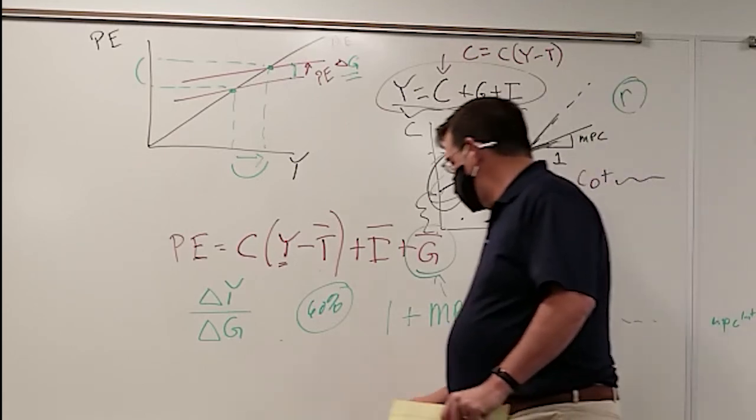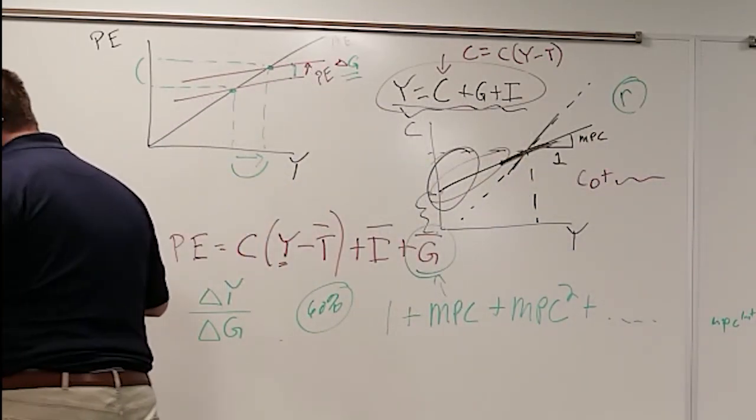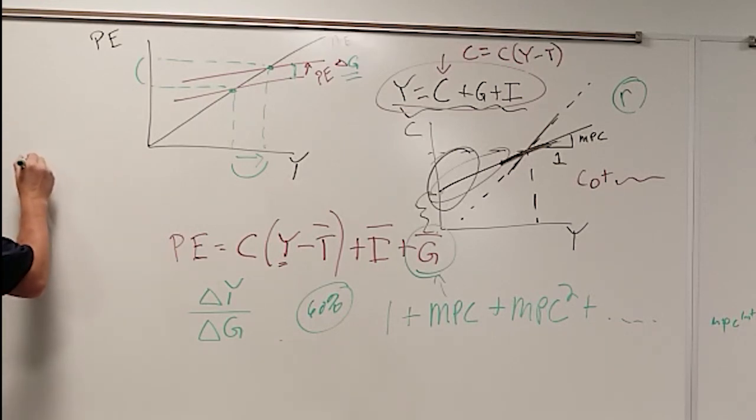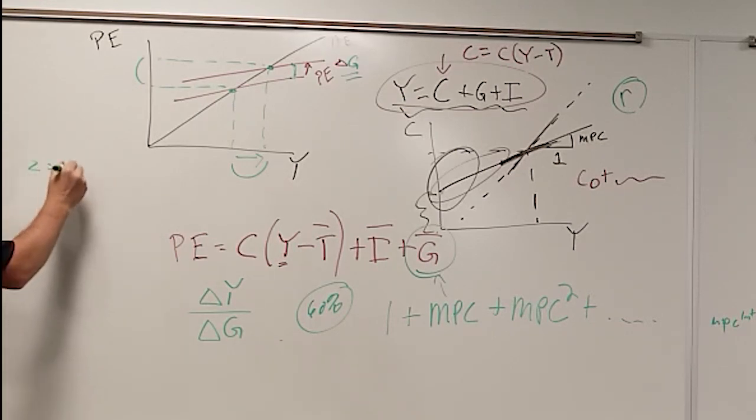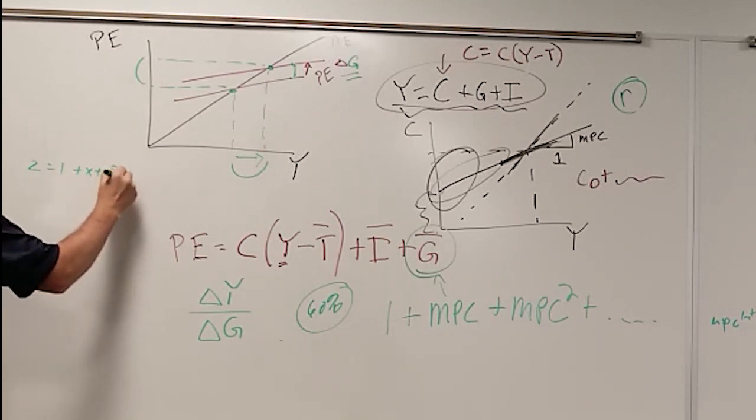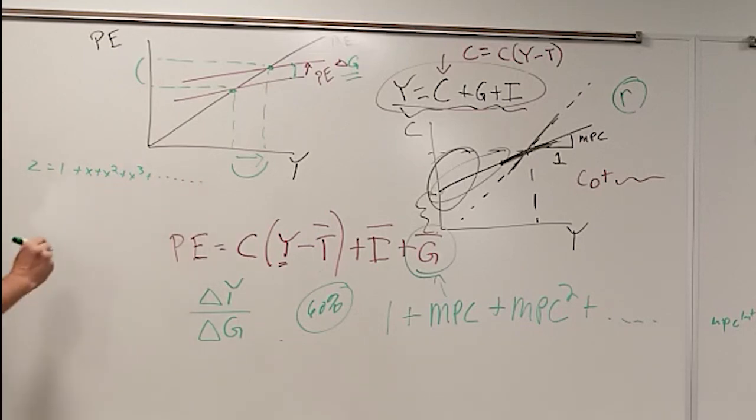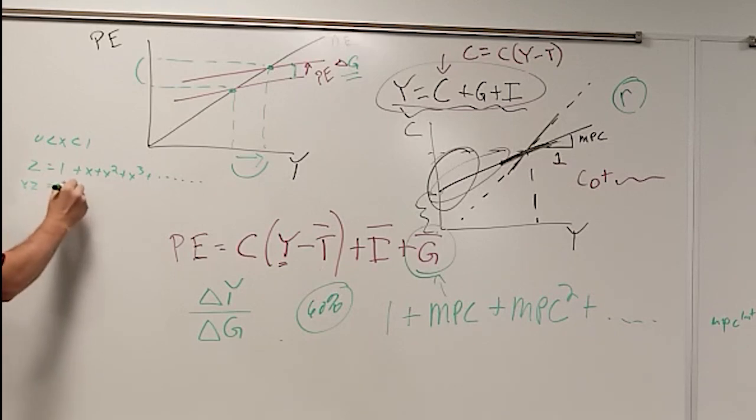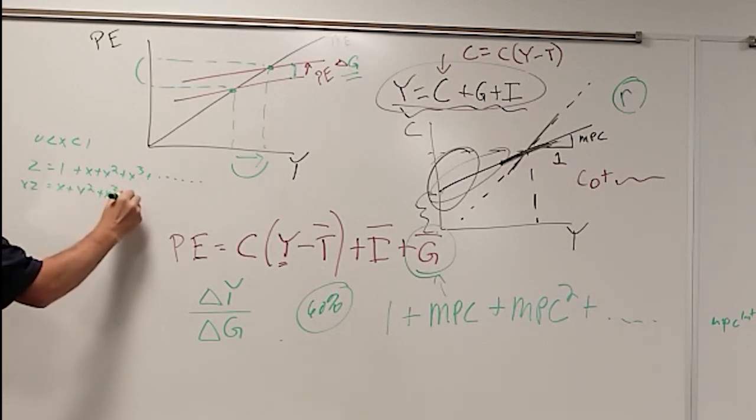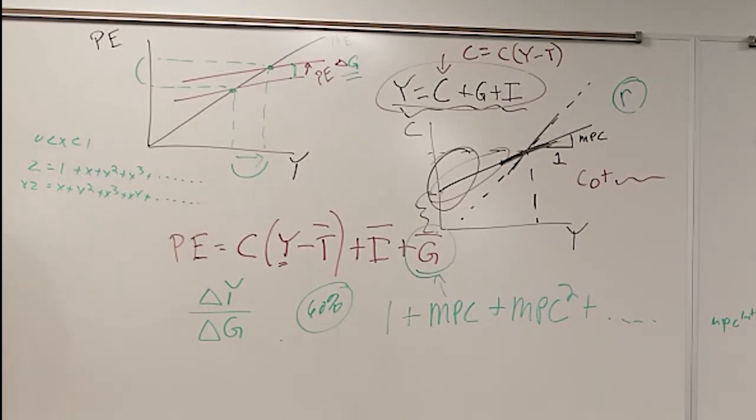Our textbook explains this by giving the example mathematically of saying, okay, if you've got z is equal to 1 plus x squared plus x cubed plus ... for an x that is greater than 0 but less than 1, what does that equal? This infinite series. And they use a trick. They say x times z equals x plus x squared plus x cubed plus x to the fourth plus ... Well, then we can take this term and subtract this term from it.